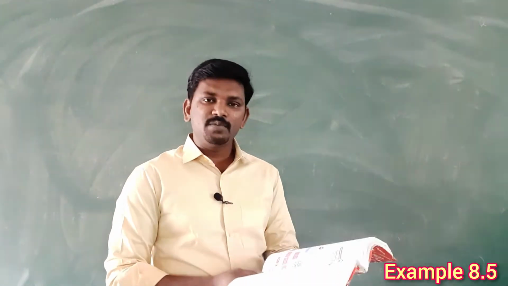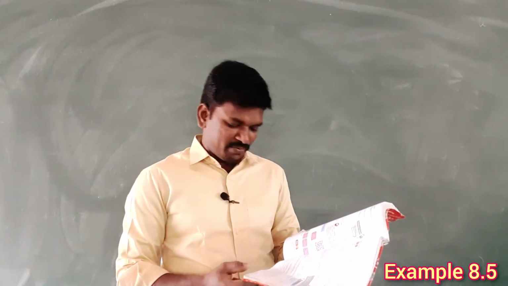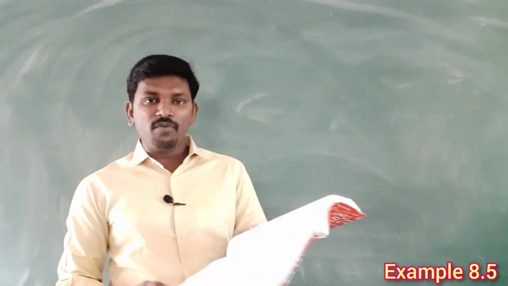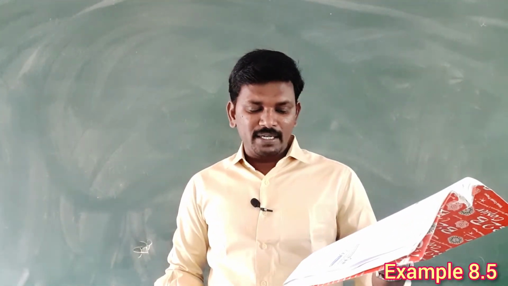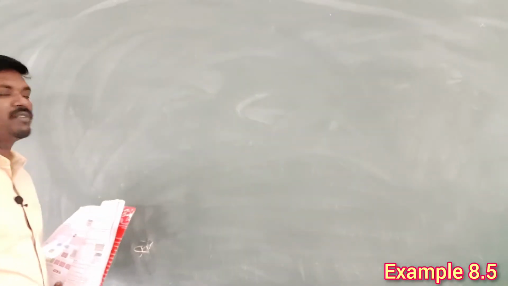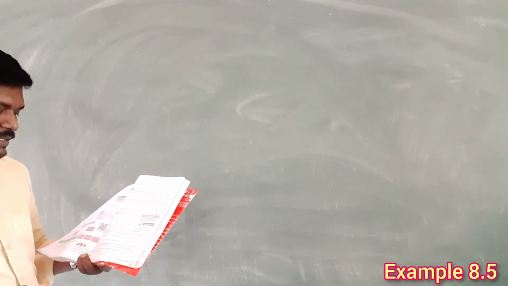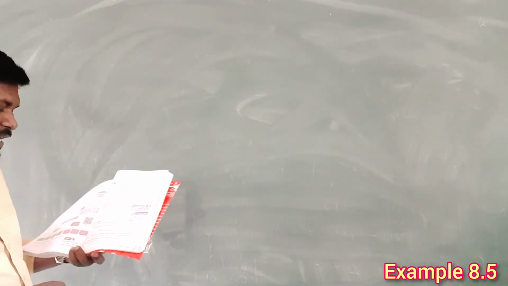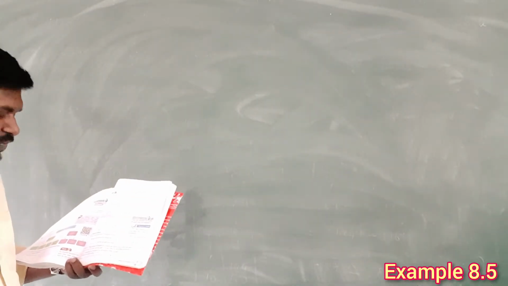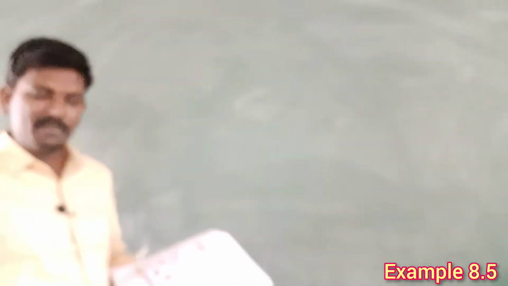I will explain one of the book example questions which is given in your textbook. If you have a textbook you can take it and see example 8.5 on page number 305. The amount of rainfall in a particular season for 6 days is given. So 6 different individual measures they will give. Usually we calculate the rainfall in centimeters.